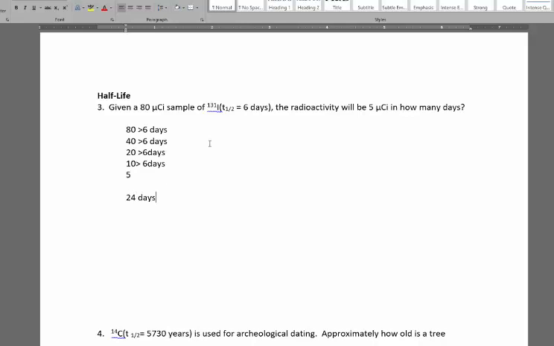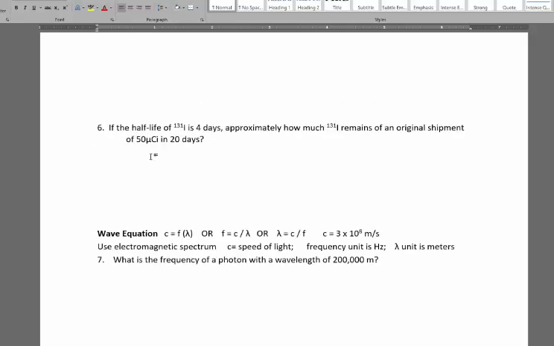So pretty much you're just halving it. Every time you halve the sample, you're taking into consideration that half-life. Whether the half-life is 6 days, your half-life could be in hours. Just make sure you answer in the correct unit. Let's work one more half-life problem. Sometimes it'll ask you to determine how much time has passed, or how much iodine is going to remain after so many days. So it can ask it both ways.